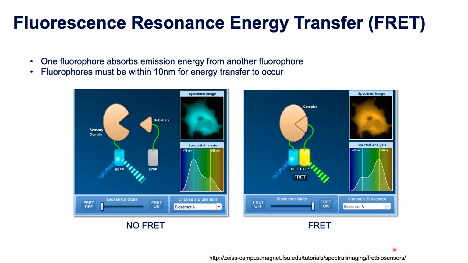The last F experiment I want to spend a bit of time on is fluorescence resonance energy transfer, also known as Forster resonance energy transfer. In this case, and again, I think we covered this a little bit in the first lecture, we are looking at two fluorescent proteins here, and what we're trying to look at is whether or not these two fluorescent proteins come into close proximity. So these are attached to, in this case, a sensory domain and a substrate. And what we want to ideally measure is when the substrate binds to the sensory domain.